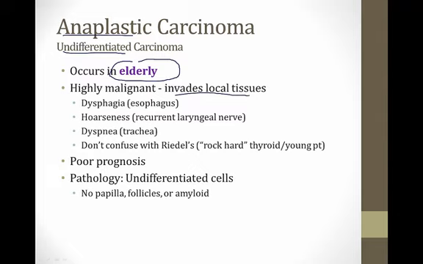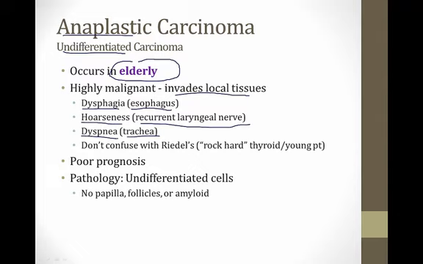And the way they are likely to ask you about this rare tumor on Step 1 is to use it to test your knowledge of anatomy. So you need to know the structures that are near the thyroid gland in order to understand what can happen when this tumor grows locally. So it can grow into the esophagus and cause dysphagia. It can grow into the recurrent laryngeal nerve and cause hoarseness. It can grow into the trachea and cause dyspnea.